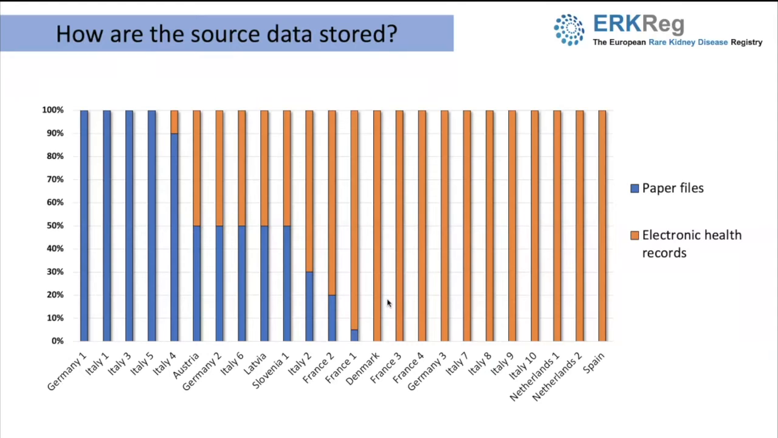But what is the source of the data? Well, you can see here from the responses to a recent survey that we did, about 2/3 of the data comes from electronic health records. But we have a number of sites that still are completely paper-based. So they have to extract the data from the paper files. And these are some centers in Italy, but also in Germany and Austria and so on. So the current state of digitalization of the ERN centers is quite heterogeneous.